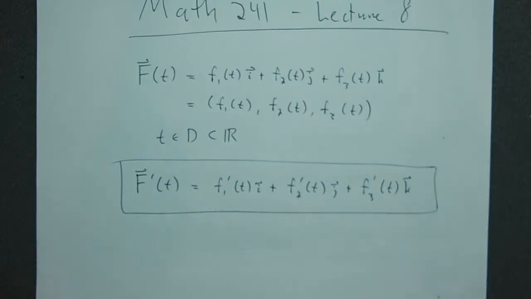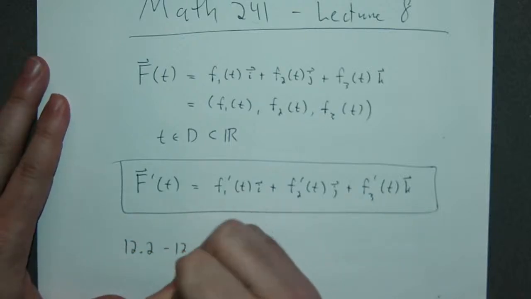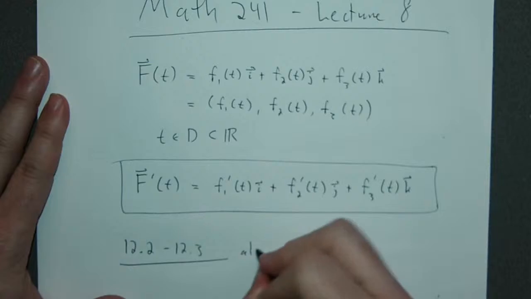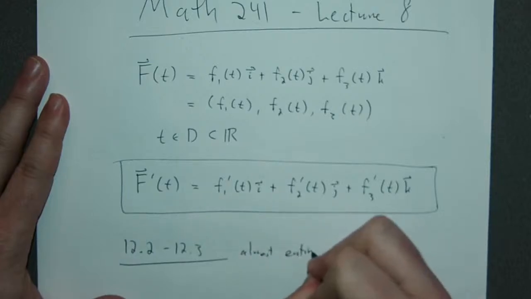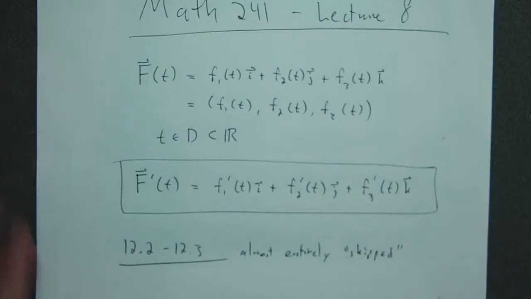Of course, there's all kinds of properties of vector valued functions that I could talk about. This is the bit that I'm going to skip over. So 12.2 to 12.3 is almost entirely skipped. When I say skipped, I am going to cover everything that we need from those sections. There are going to be properties that we use that come from those sections, but I'm not going to spend too much time actually listing every single thing.